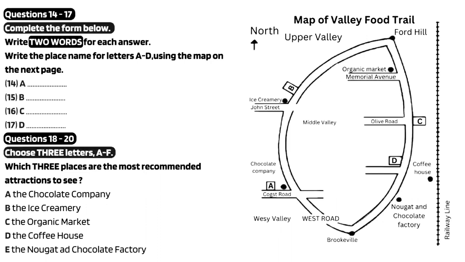Just past the ice cream shop on the corner of John Street is the fresh produce shop. A little further north we have reached Ford Hill, where we can start our drive southwards along Great Northern Highway following the railway line.